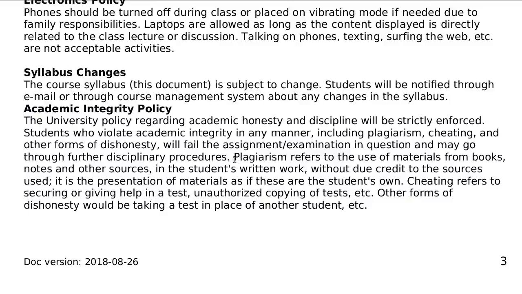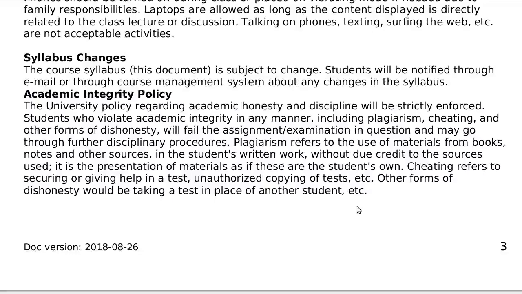So plagiarism, if you're not sure about it, refers to the use of materials from books, notes, and other sources showing up in your submitted work without giving credit to who actually came up with that material. If it shows up in your work as if it was your own work, that's plagiarism. Cheating refers to securing or giving help in a test to other people, doesn't matter who, and things like unauthorized copying of tests. Other forms of dishonesty would be taking a test in place of another student, things like that. If you have questions about that, definitely ask, and I can make this clear.